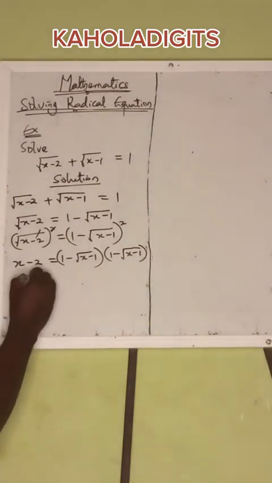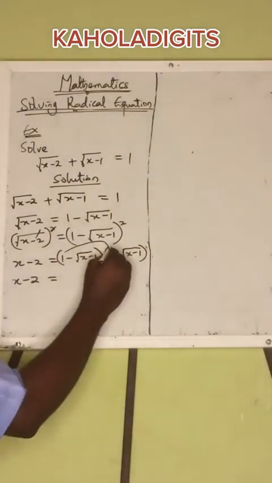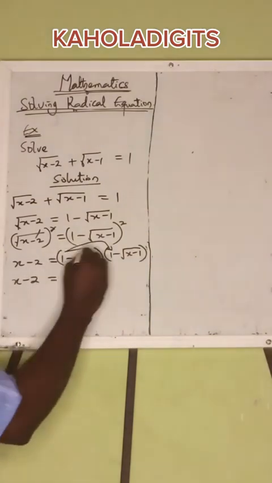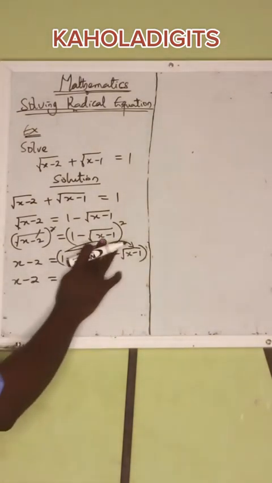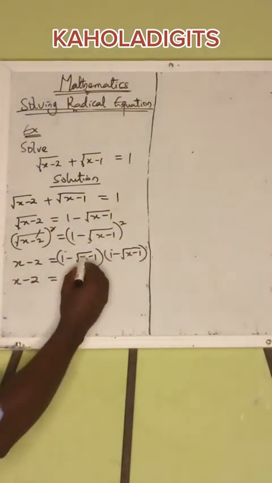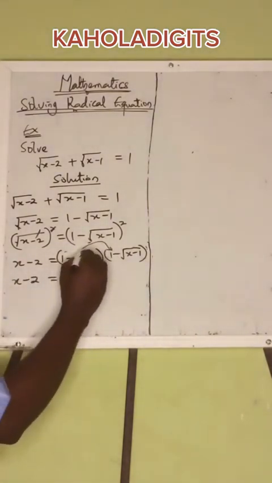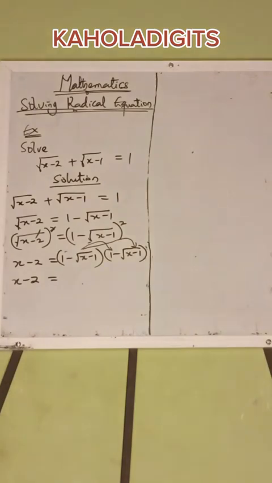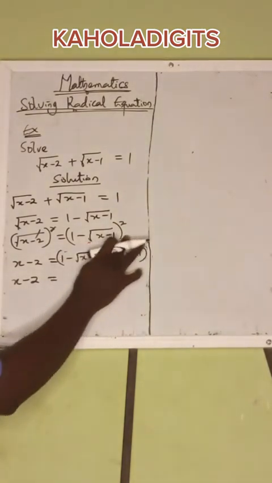That will be x minus 2 equal to, that is, we are going to multiply 1 by this one, then 1 by minus root of x minus 1. Similarly, we are going to multiply minus root of x minus 1 multiplied by 1, then minus root of x minus 1 multiplied by minus root of x minus 1. That's how to expand. Let's do that.